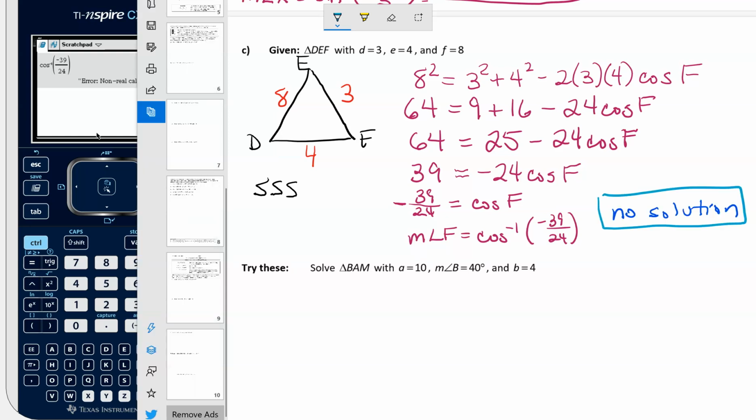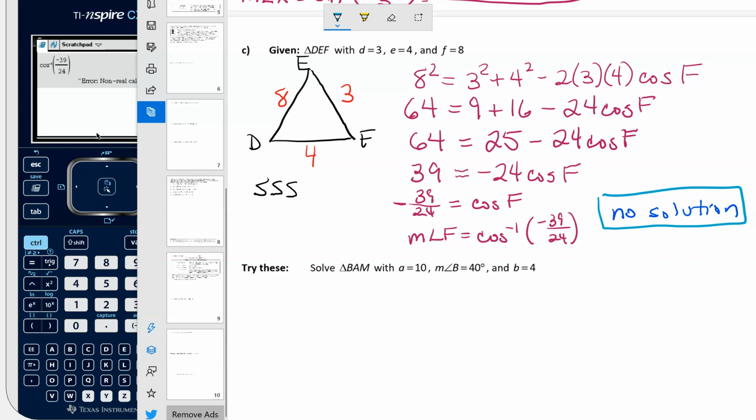There are a couple of important things to point out about why this turned out to have no solution. The first of which is, look at the expression that we're taking the inverse cosine of. That expression is negative 39 over 24. Well, we know cosine can be negative, but the value of cosine can't have a magnitude greater than 1. Remember that cosine is adjacent over hypotenuse, and adjacent can be the same size as the hypotenuse when we have a quadrantal angle, but it cannot be bigger than the hypotenuse. And so that's one reason why this gives us an undefined result or no solution to this triangle.